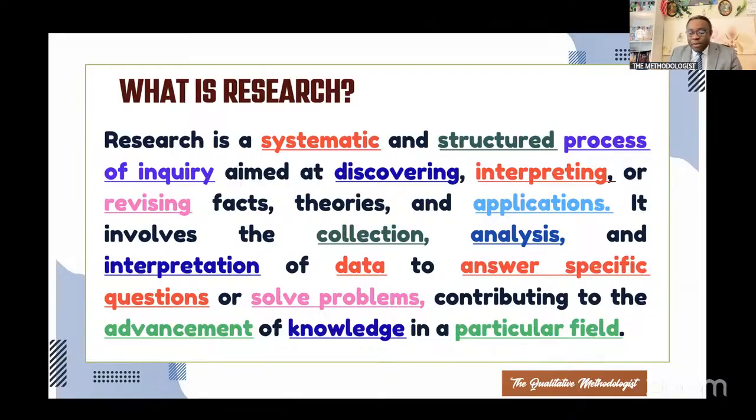You have to be methodological. You have to be systematic. Let me use a word: you have to be organized. And you follow through the processes that are laid down there. That is why you say it's a systematic and structured process of inquiry. So you don't jump into it and get out of it and think that you can get a good result. You have to follow through the systematization that is involved, and the rigorous structure that is involved.